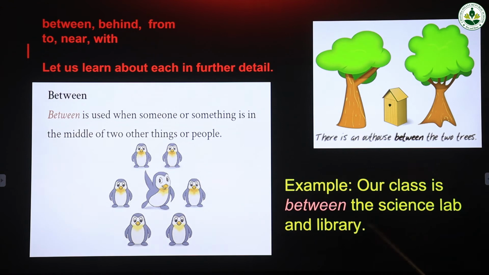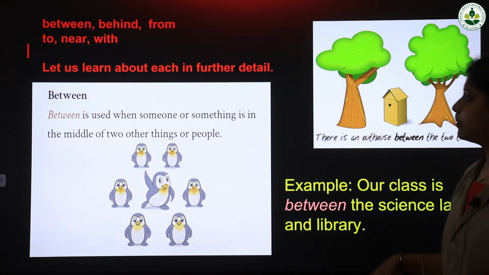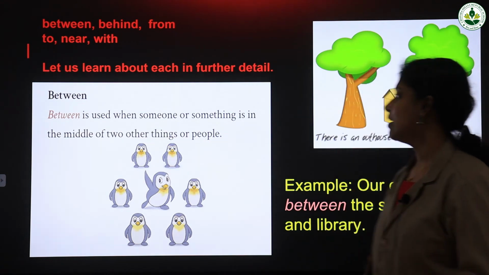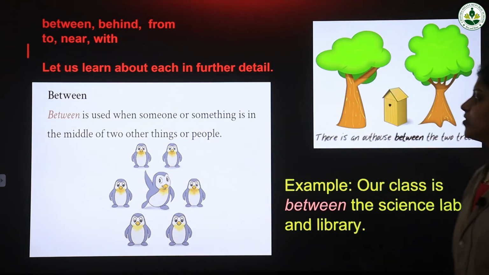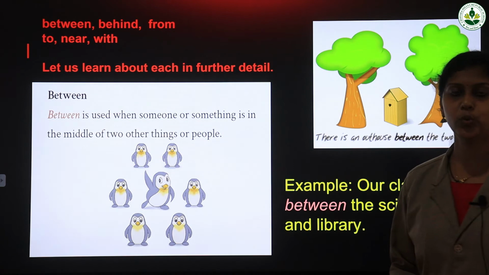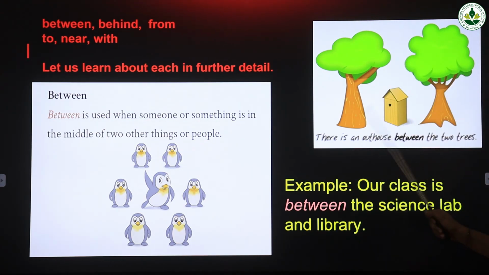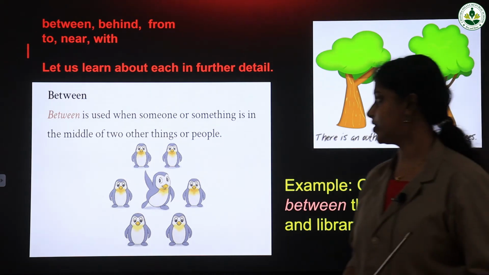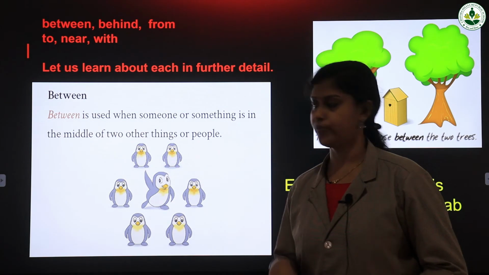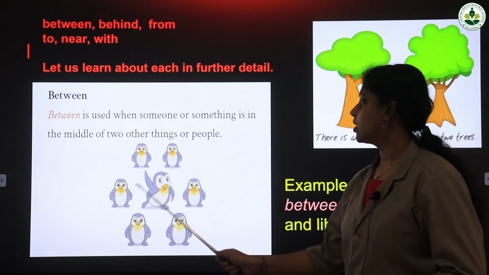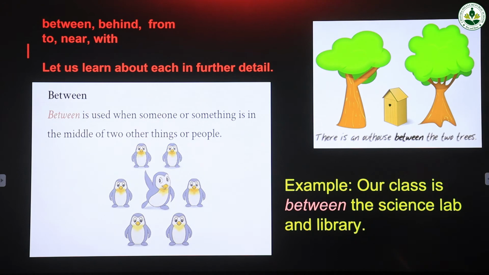Look at the next example. Our class is between the science lab and the library. Here the preposition between is used when someone or something is in the middle of two other things or people. Here the position of this house is between these two trees. So the preposition between is used when someone or something is in the middle of two other things or people.